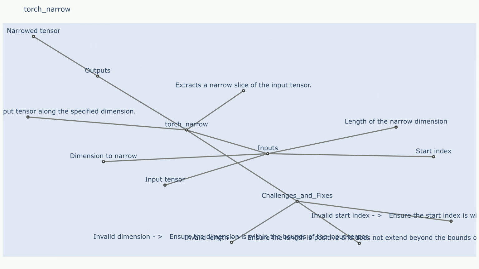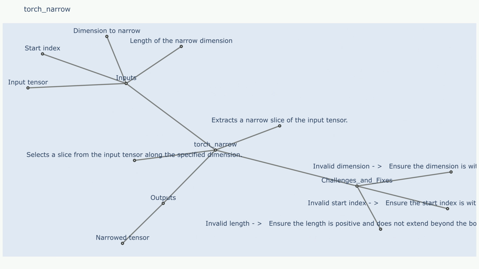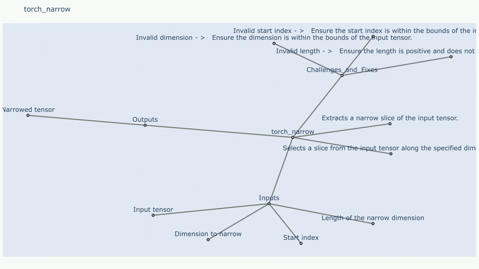Sample use case that resulted in challenge 3: when the specified dimension does not exist in the input tensor. Fixes to challenge 3: verify that the dimension index is within the bounds of the input tensor. Challenge 4: empty subtensor. If the specified length is 0, an empty subtensor is returned. Sample use case that resulted in challenge 4: when the length is set to 0. Fixes to challenge 4: ensure that the length is not 0 if you require a non-empty subtensor.